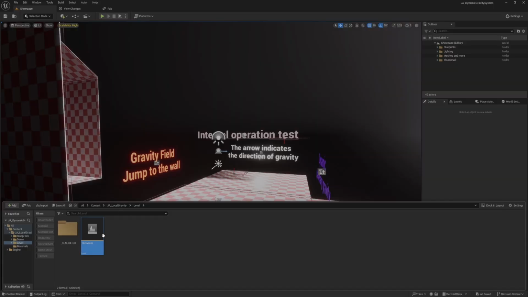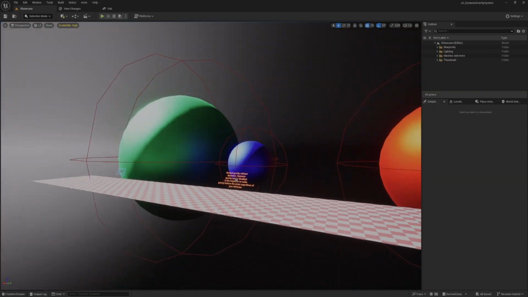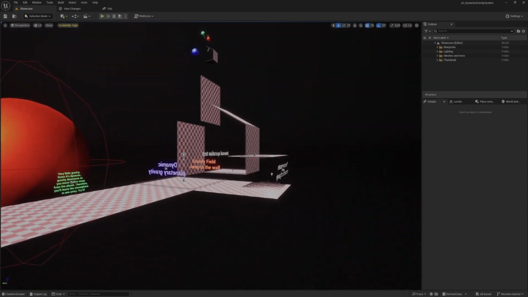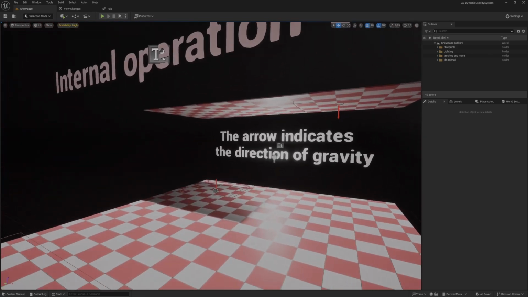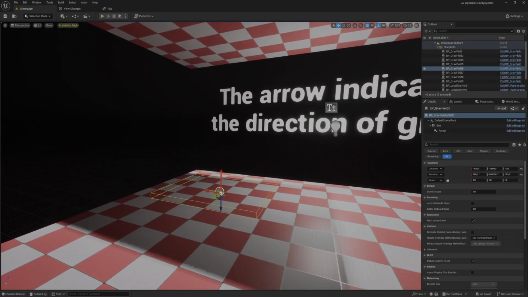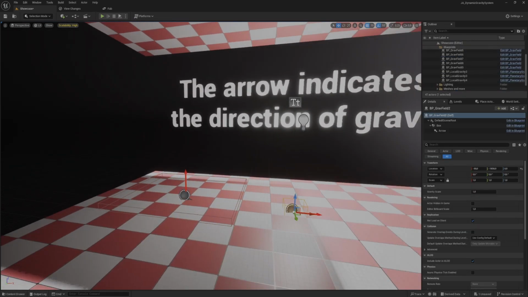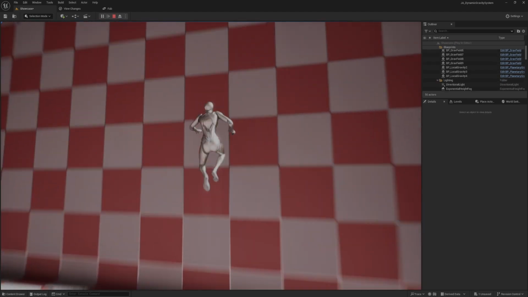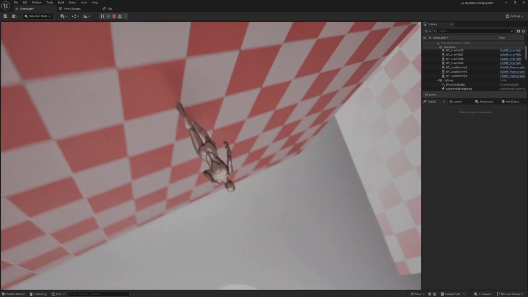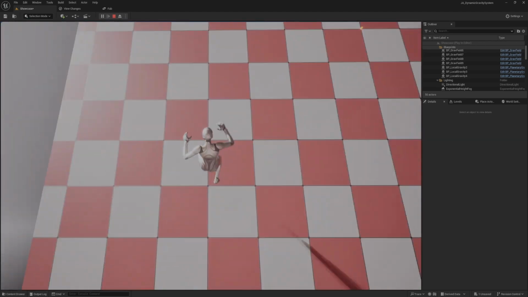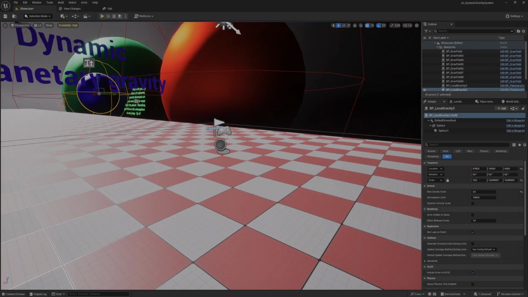This is the showcase level that comes with the project, where you can experiment with different types of gravity and explore how they can be used. We'll start with gravity fields, which work very much like the energy crystals in Outer Wilds. Just place them in the world and check the direction of the arrow. That's the direction in which gravity will pull. The best part? You can make them extend infinitely in any direction. How cool is that? Now let's move on to planetary gravity.